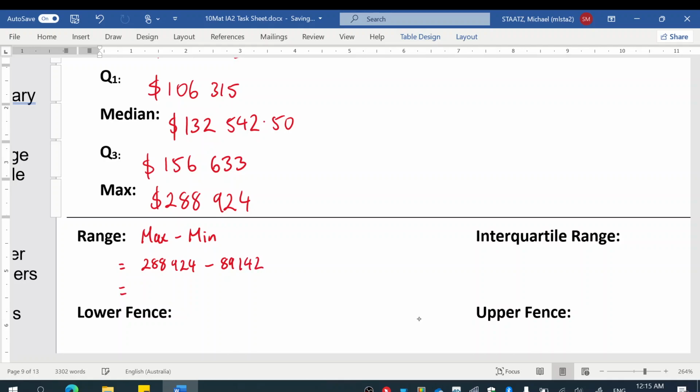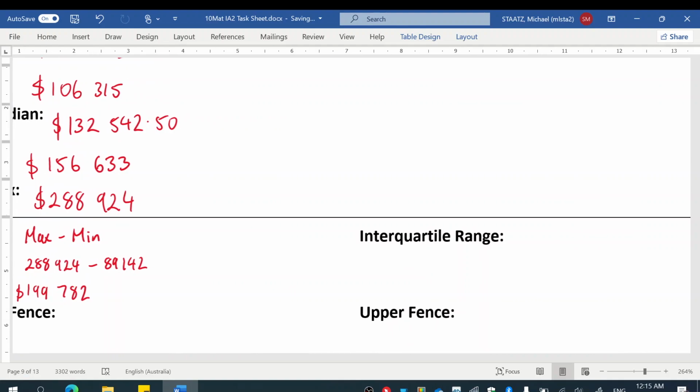And then if I put that into my trusty calculator, I'm going to get 288,924 minus 89,142. And that's going to give me 199,782. That's my range. That's the range done.